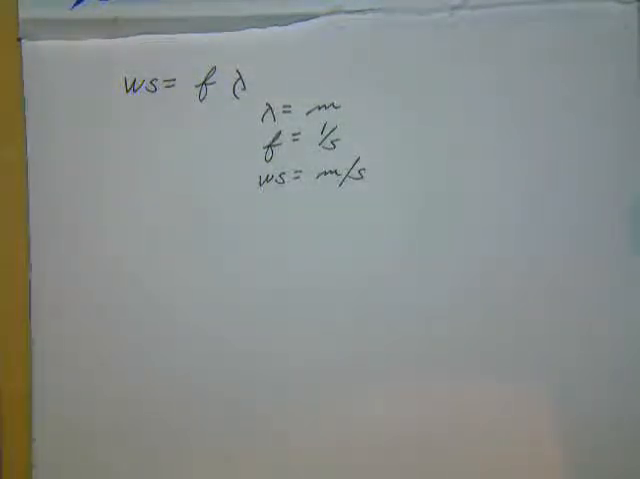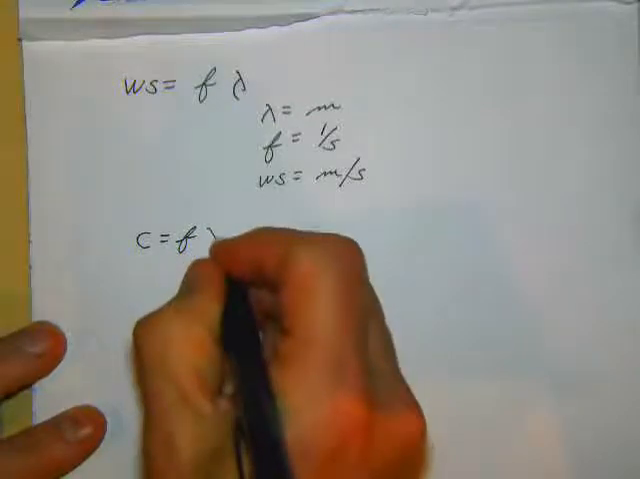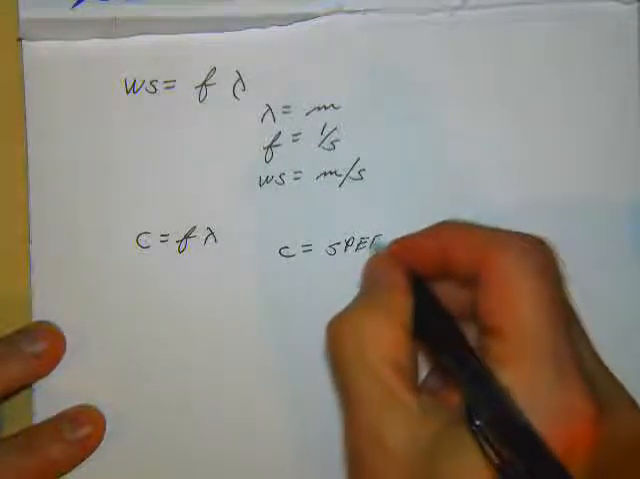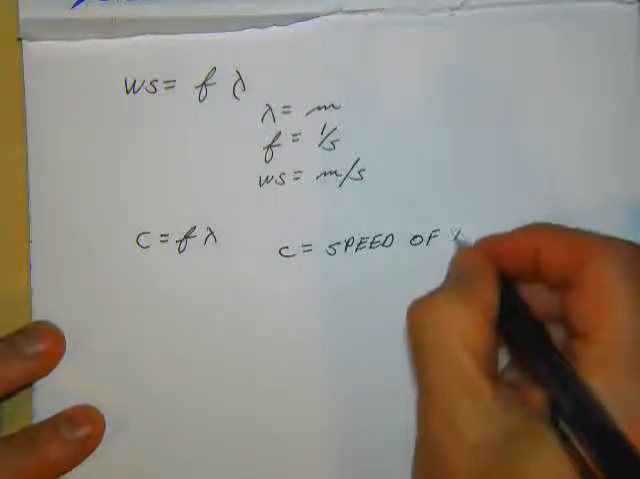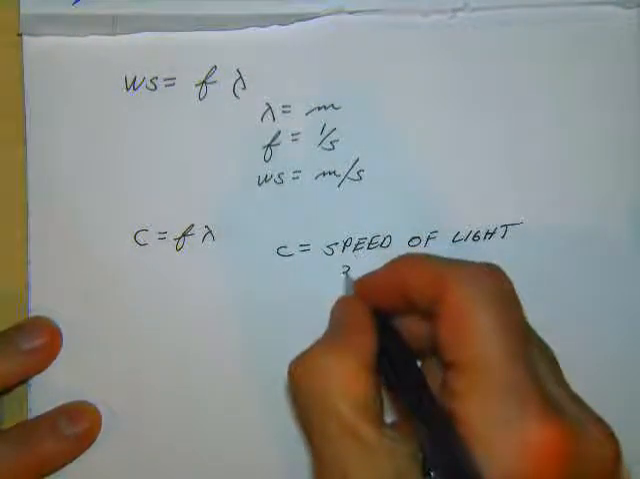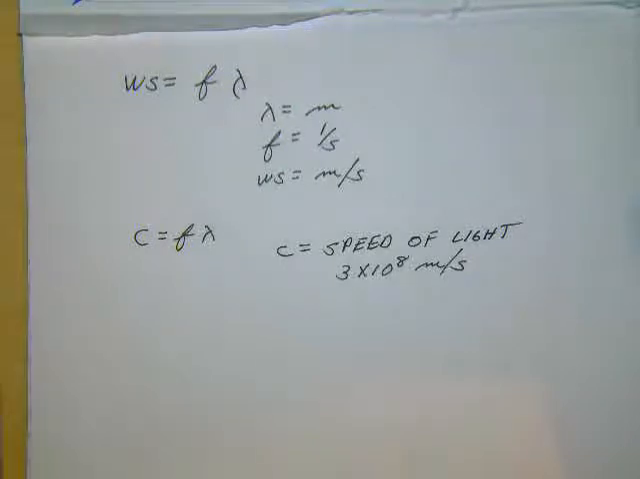Now, if we're looking at an electromagnetic wave, which most of our work is going to be done, the formula is the same, but it does change a little bit. C equals frequency times wavelength, where C is the speed of light. And the speed of light in a vacuum is going to be 3 times 10 to the 8th meters per second. So if you have any problem where you're working with the electromagnetic spectrum, you're to assume the speed of light is 3 times 10 to the 8th meters per second.